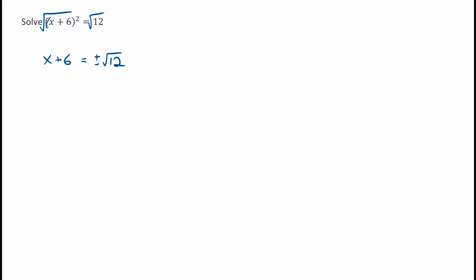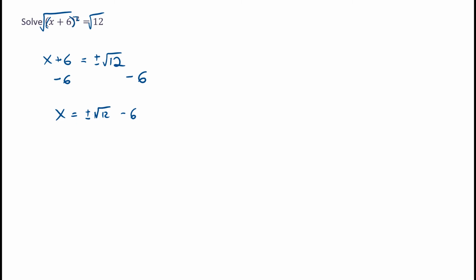And remember, because I have x plus 6 being squared, and I'm taking the square root, I'm thinking what number times itself is x plus 6 squared? Well, x plus 6 times x plus 6 is x plus 6 squared. Therefore, the square root of it is x plus 6, as we have. Well, look what we have here. I have x plus 6 is equal to plus or minus the square root of 12. I can't simplify the square root of 12, but I can still solve for x, and I can subtract 6. So I have x equals plus or minus the square root of 12 minus 6.